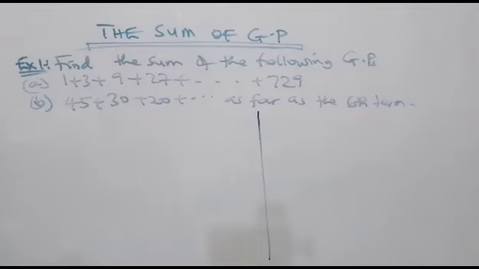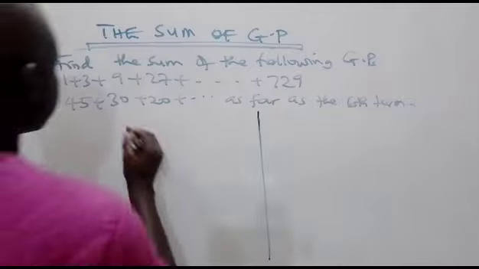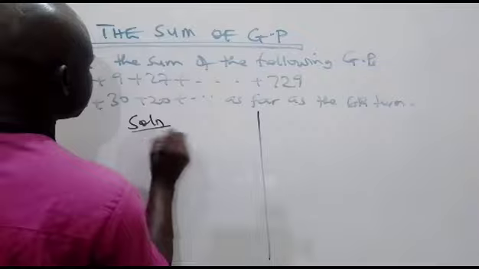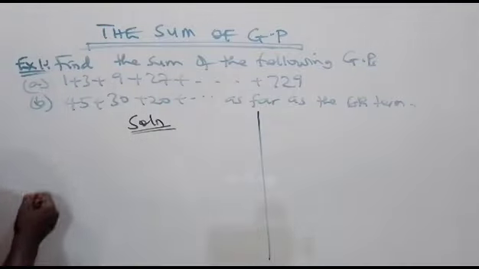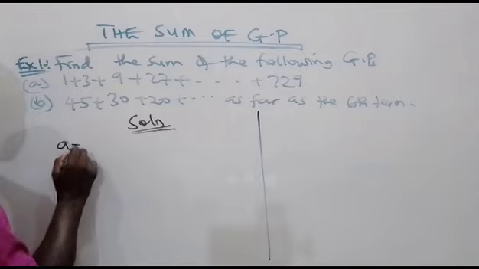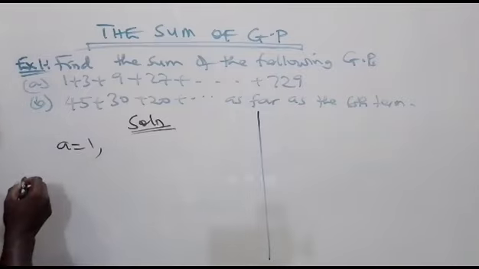So now let's look at the first question. Find the sum of the following GPs. Look at that first one. We know the first term, we know the last term. Of course, we can know the number of terms that we have in that sequence. Solution. To be able to find the sum of this GP, we must know n, the number of terms that we have. Of course, A is the first term.